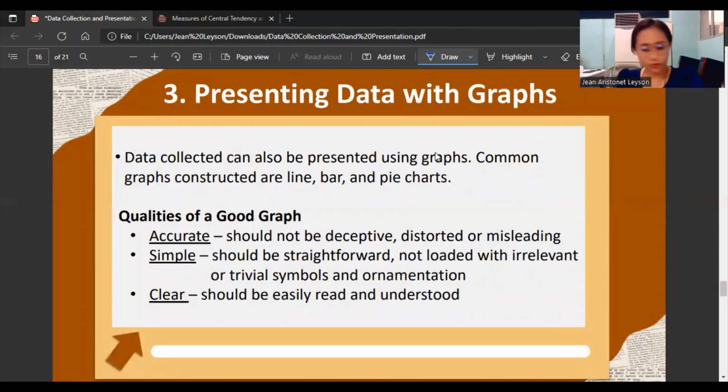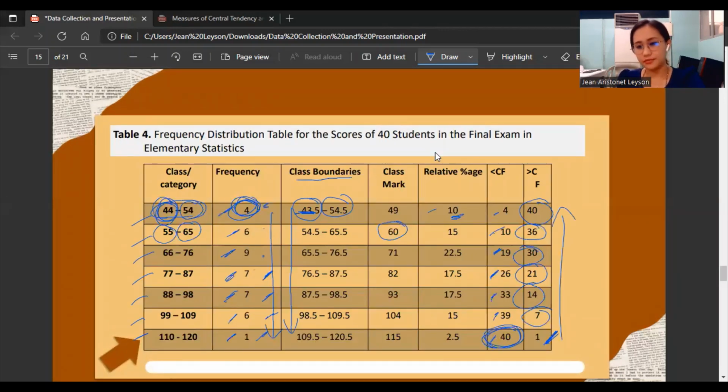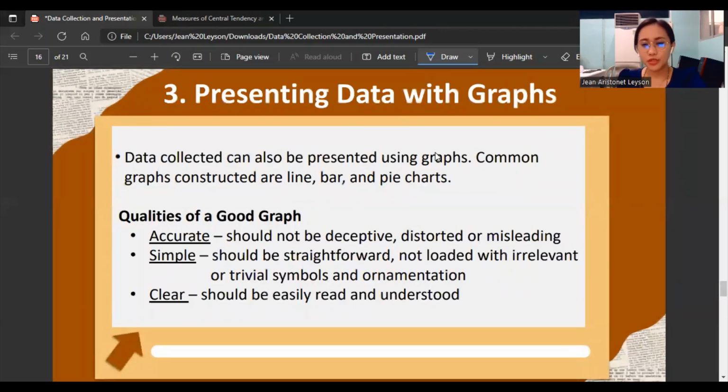So that's it for FDT. Third one is presenting data with graphs. Data collected can also be presented using graphs. So aside from textual and tabular method, we have a presentation in terms of graphs. Common graphs constructed are the line, bar, and pie charts.